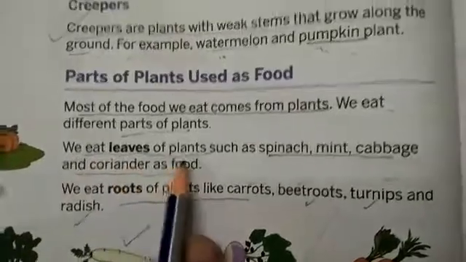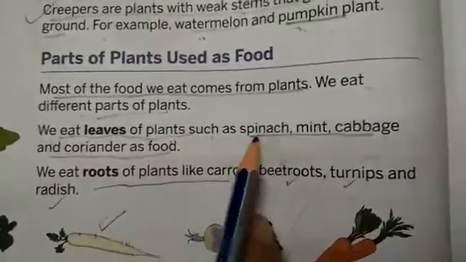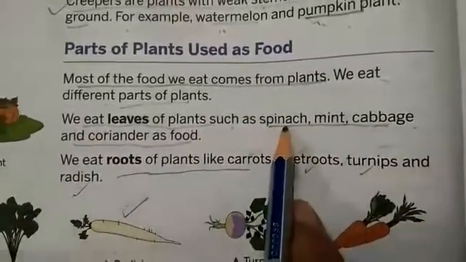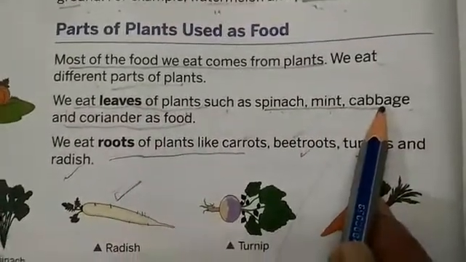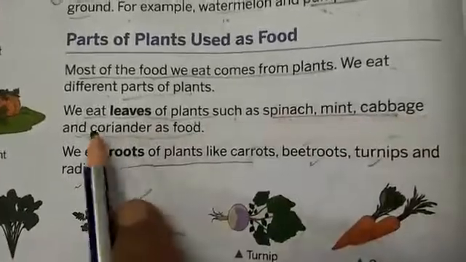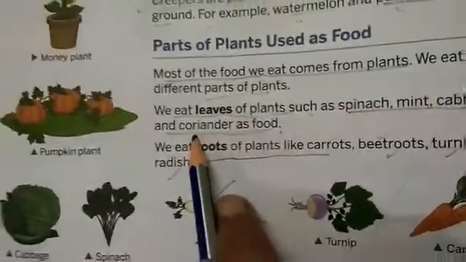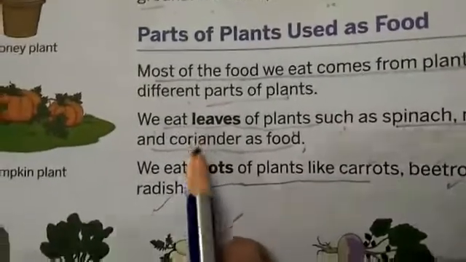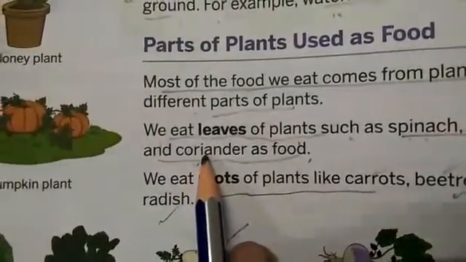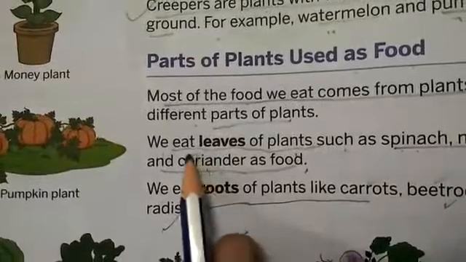We eat leaves of plants such as spinach, mint, cabbage. Now what is spinach? Spinach is palak. Mint is pudina. What is cabbage? It is patta gobi. And coriander as food. Coriander is hara dhania. Yes, so you know that we eat the leaves. Hara dhania we cut and put in the curry. Now you know what are leaves?